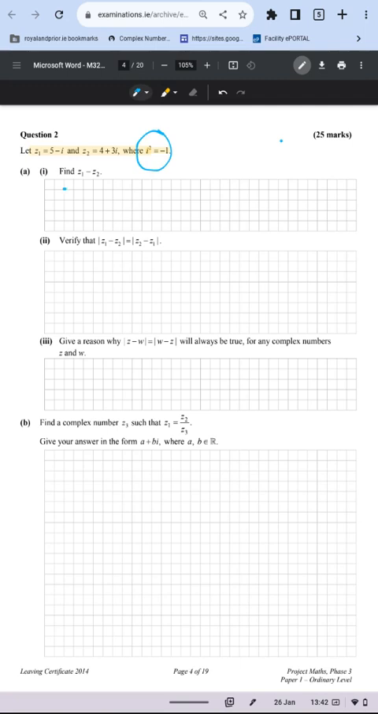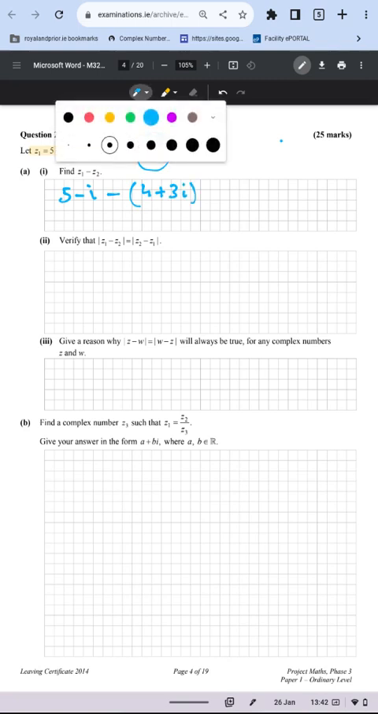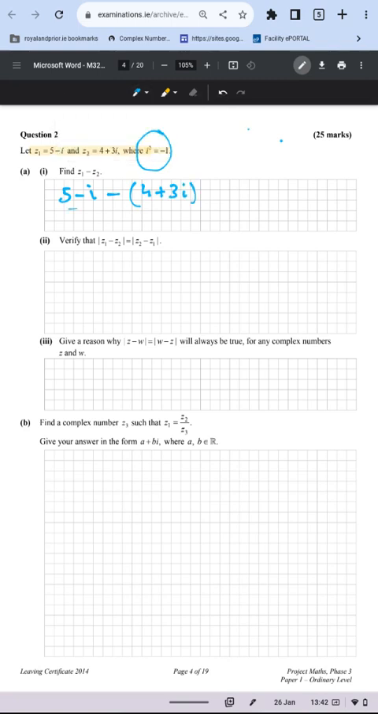So Z1, fill it in, is 5 minus a, minus your Z2. So you will have your minus, stick in your brackets, 4 plus 3a. Now, you're going to work out the brackets there. So 5 minus a minus 4 minus 3a. Add together your real parts, 5 minus 4 is 1. And your imaginary parts, minus 4a. So 1 minus 4a.